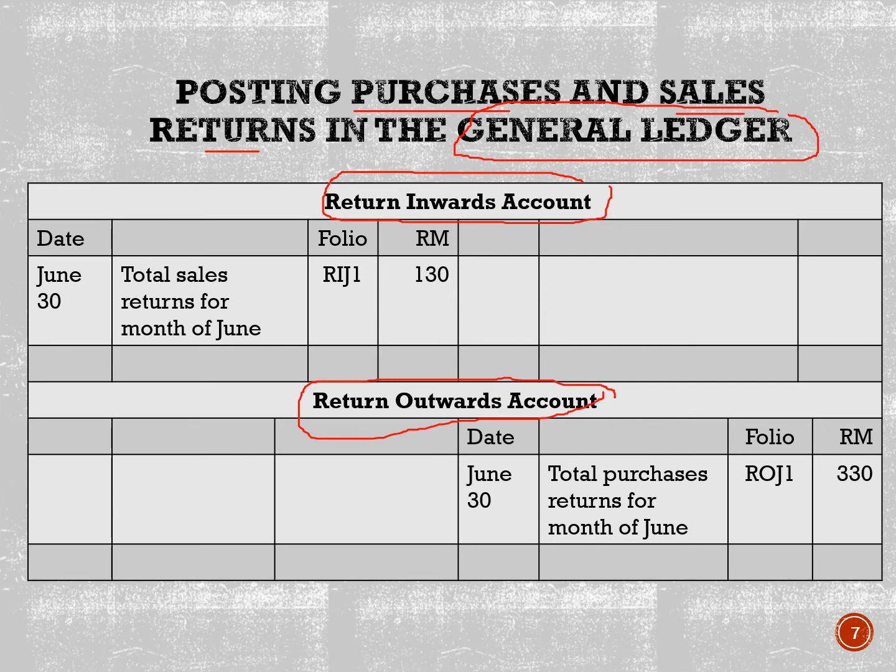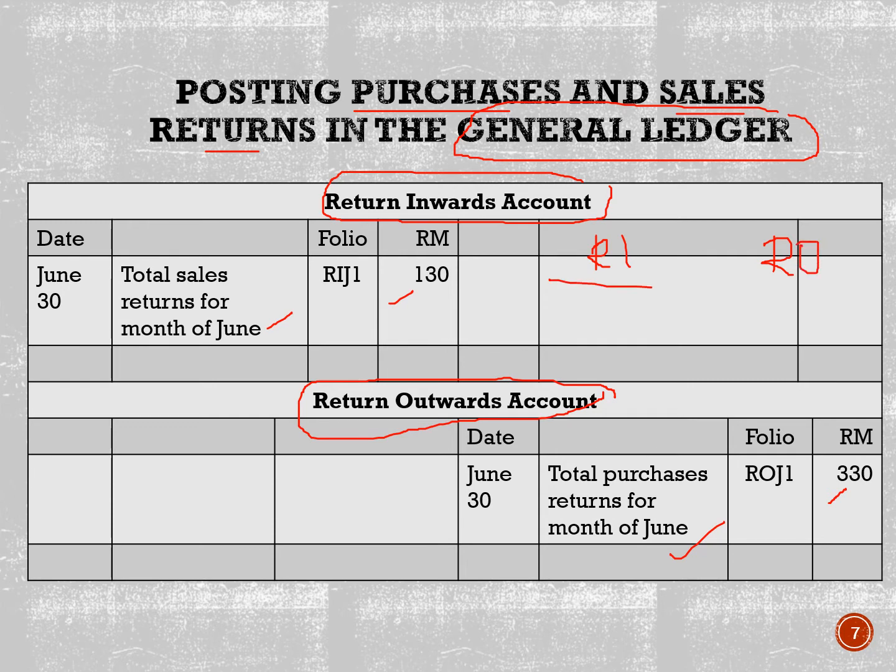Okay, so kita akan kira siap-siap total yang berlaku dalam return inwards. So kalau dalam return inwards tadi, the total yang berlaku kita akan catat belah debit side, which is that 130 ke dalam return inwards account. Kalau return outwards, kita akan letak on credit side, which is that RM330.